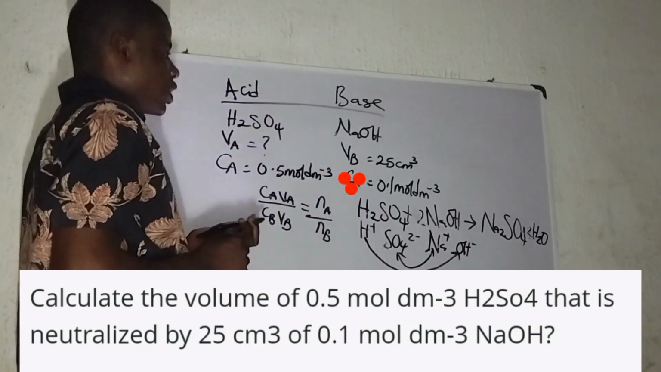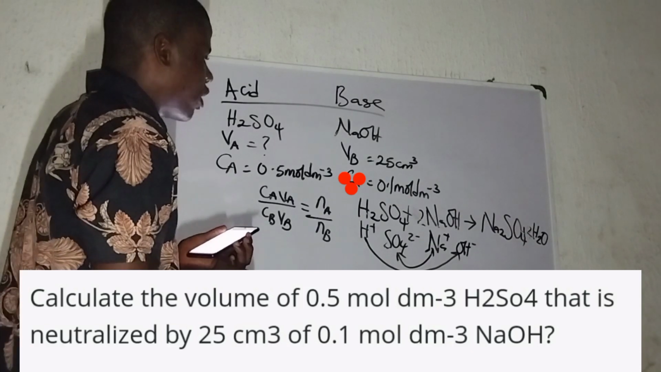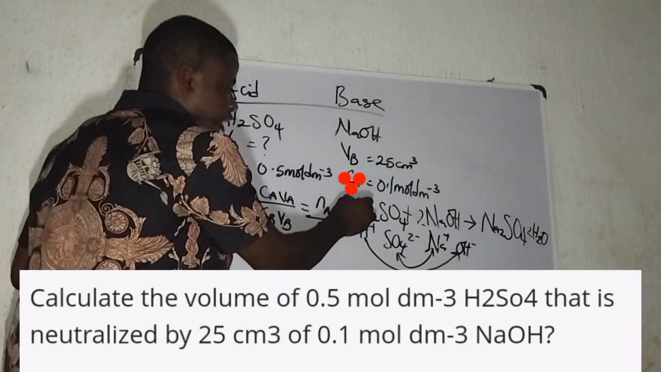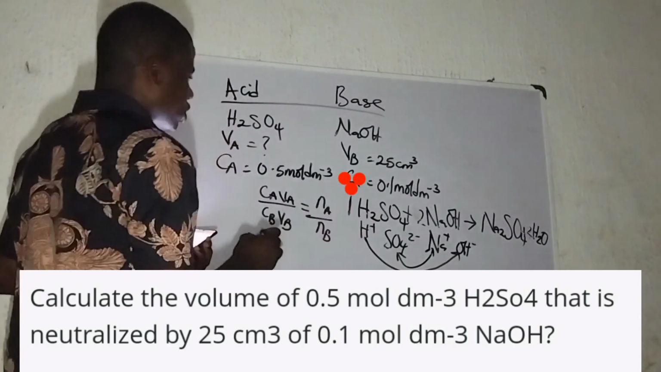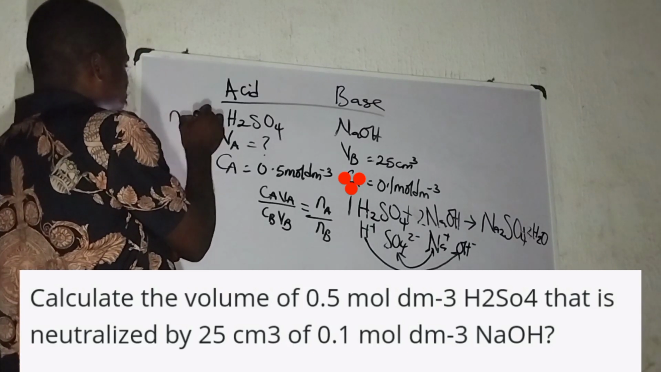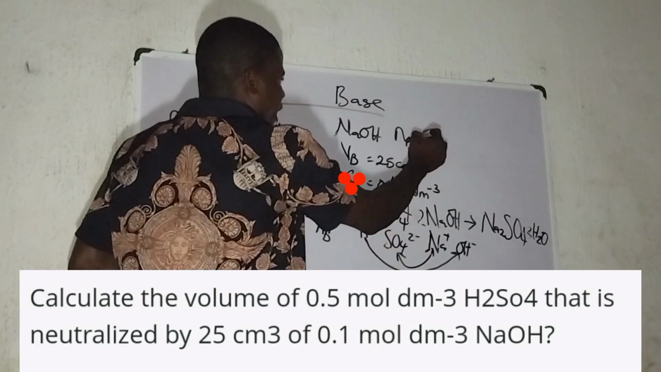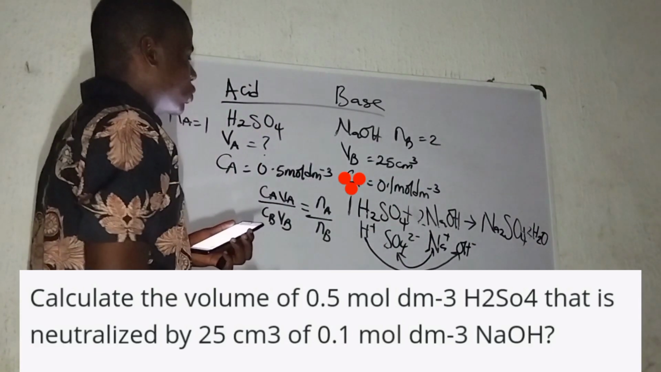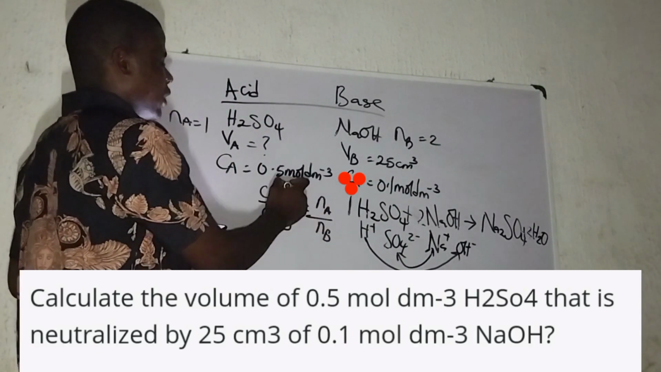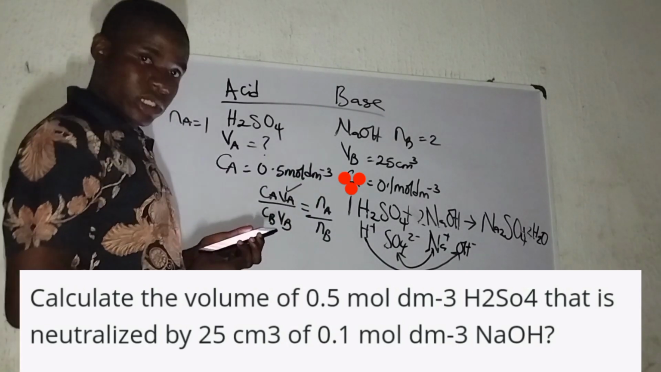So in the reaction, you can see that the number of moles of acid became 1, while the number of moles of the base is 2, right? Does it make sense? So the next thing I'm going to do now is to substitute all the values and look for the volume of the acid. Does it make sense?